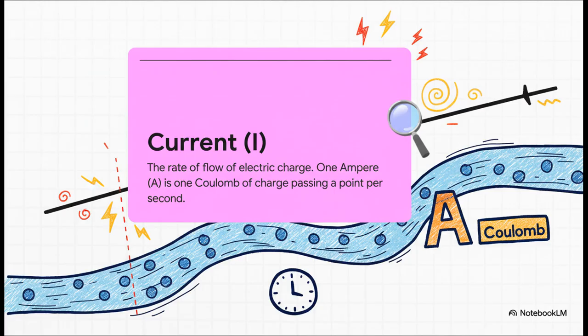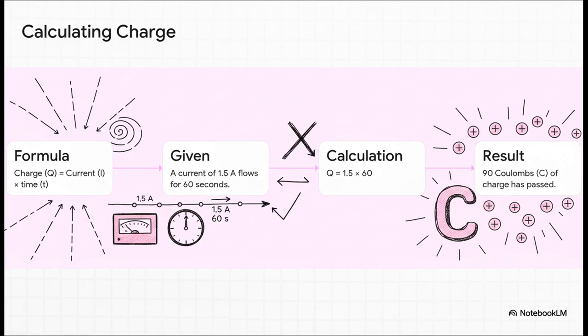So if the charge is the water in our river, then the current is how fast that river is flowing. We measure it in amperes, or amps for short. And 1 amp is just that giant army of electrons, 1 coulomb's worth, flying past a single point in the wire every single second. And believe it or not, we can calculate this flow very precisely. The formula is actually pretty simple. Charge equals current multiplied by time. So if you look at this example, if we've got a current of 1.5 amps flowing for a full minute, a quick bit of math tells us that 90 coulombs of charge have gone by.